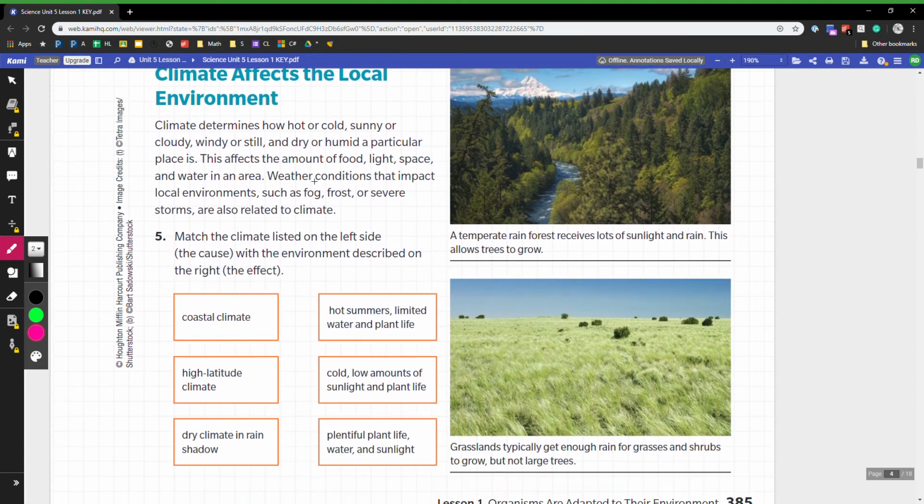Climate affects the local environment. So then this is talking about local environments. And so the climate is determining how hot or cold, the main aspects of the long-term weather.